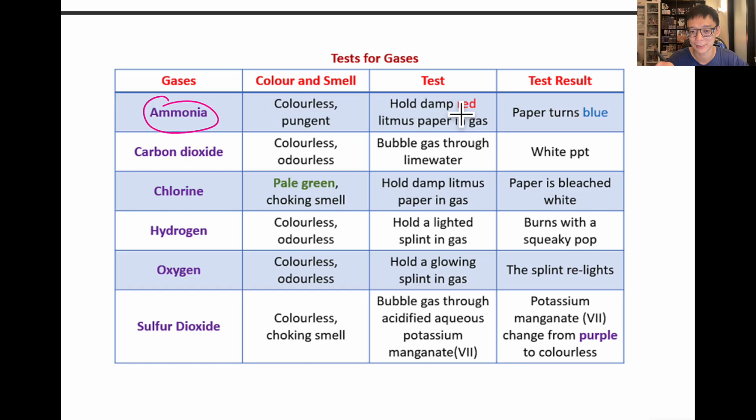It's not acid. For carbon dioxide, you put lime water, and it will turn the lime water murky, creating white precipitation. Similarly for chlorine, hydrogen, and so on. So the test for gases can be differentiated by color and smell and also simple tests. However, for color and smell, most of the gases are actually colorless, so it's kind of difficult for us to see the appearance of the gas.